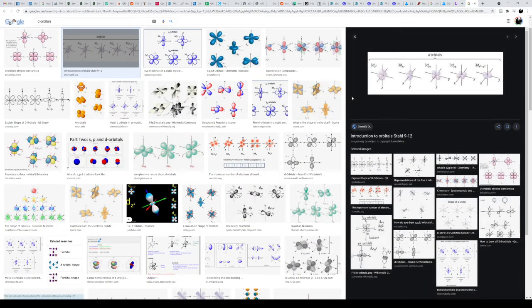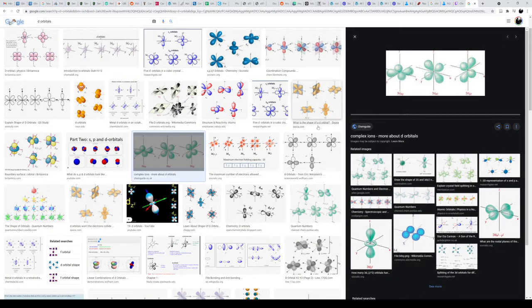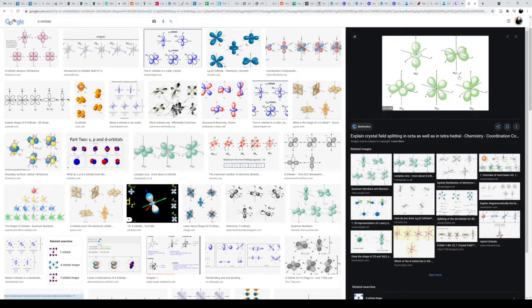Or if we were to look at very nice images, these are beautiful. You can see for the xy, they're in between the x and y axes. For xz, they're in between x and z. For yz, they're going to be in between y and z. And if we look here, x squared minus y squared has them in the same lines as the x and y axes. And then the dz squared has that kind of one p orbital looking thing on the z-axis and kind of the donut around it.